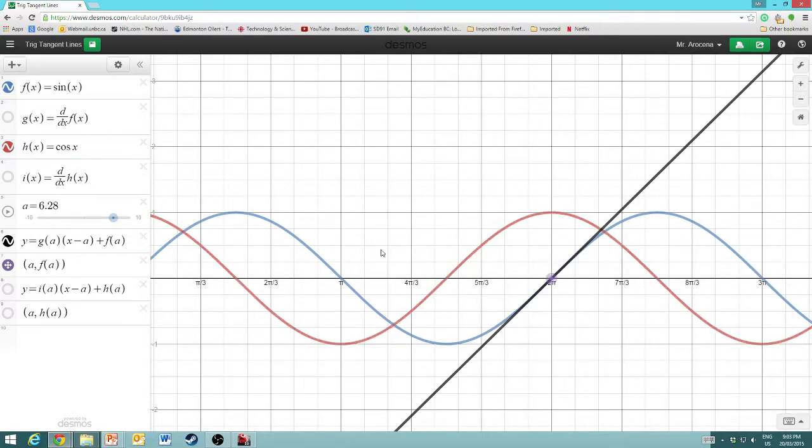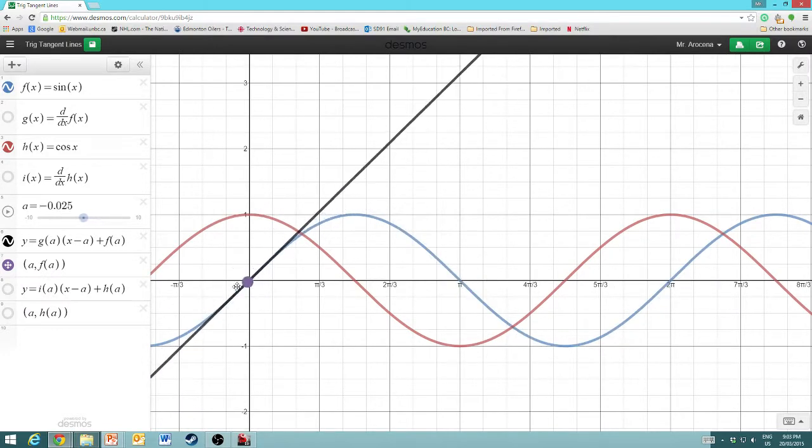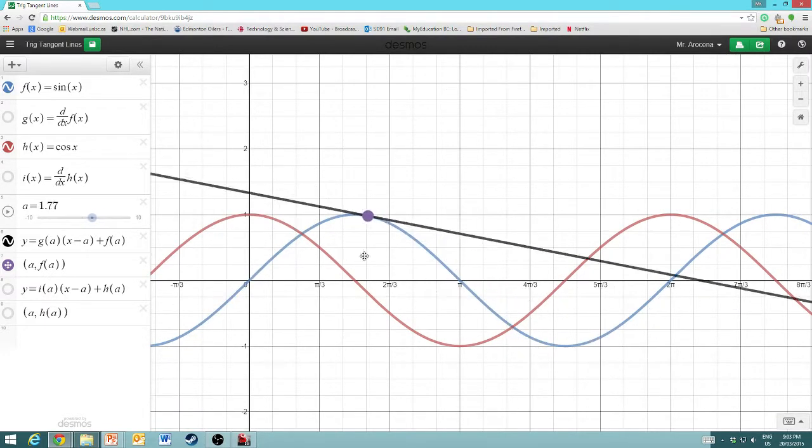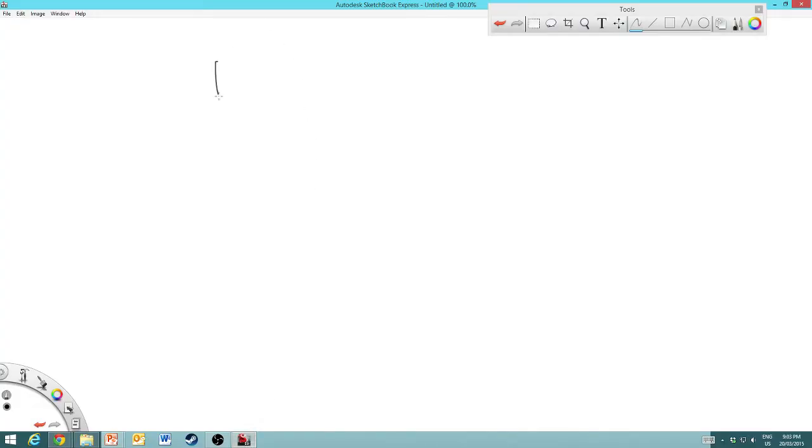Now, without going into any crazy mathematical proof, the actual rigorous proof, it looks to be that if I take the derivative d/dx of sine x, the derivative is going to be cosine of x, based on the visualization of our graph.